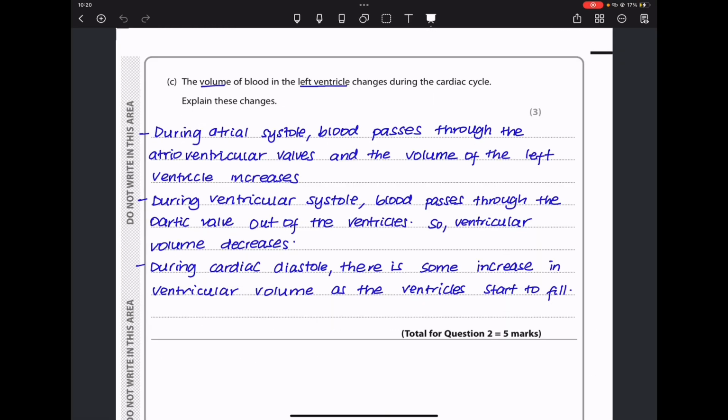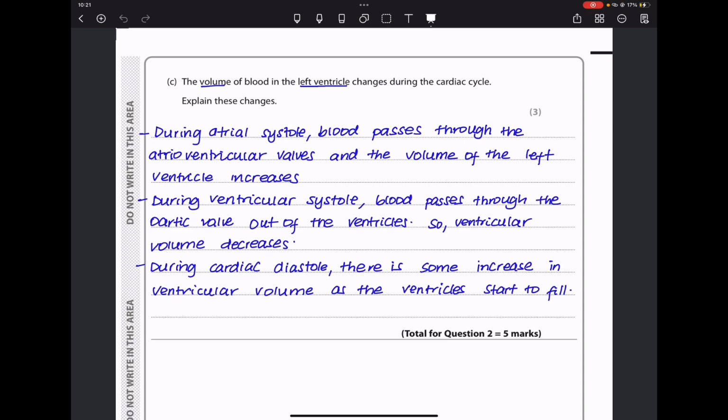In part C, the volume of blood in the left ventricle changes during the cardiac cycle. Explain these changes. So I say during atrial systole, this is when the atria are contracting. Blood is going to pass through the atrioventricular valves, and the volume of the left ventricle is going to increase. And again, remember, we're interested in the changes of the ventricle volume, or ventricular volume.